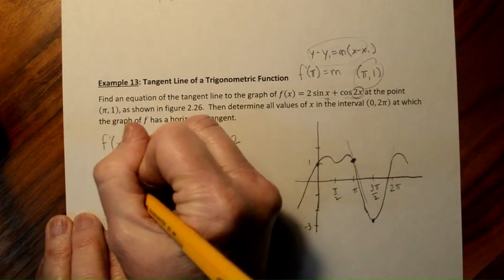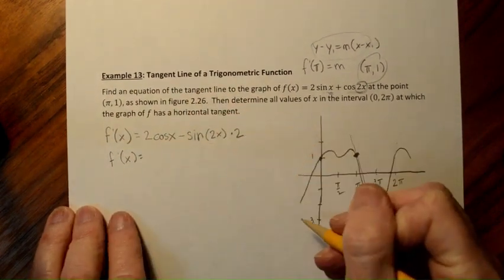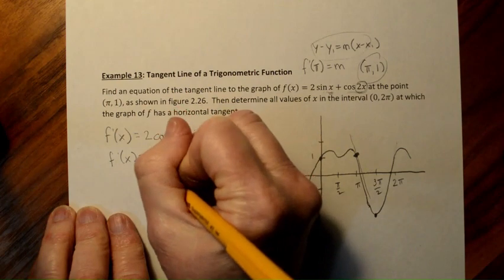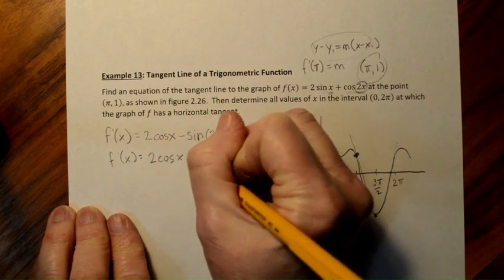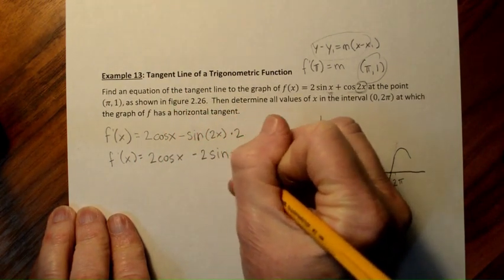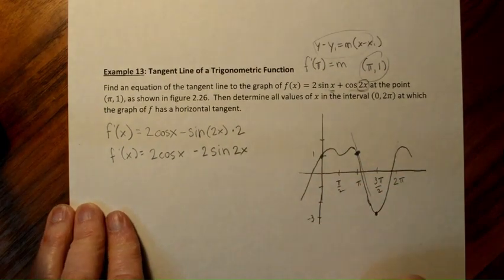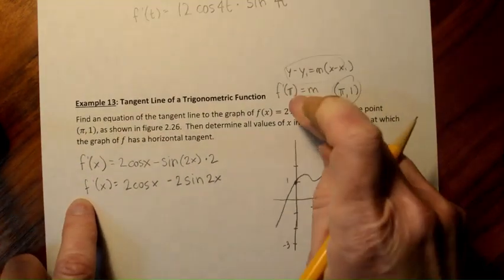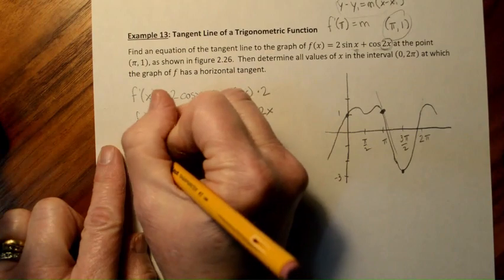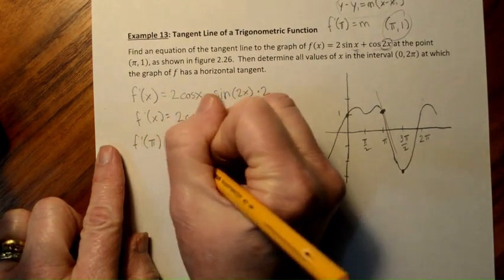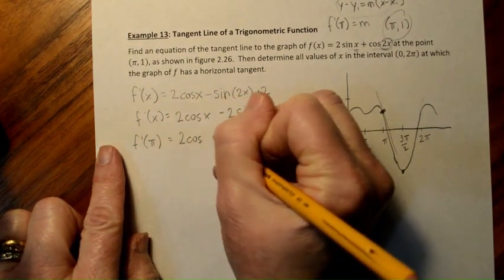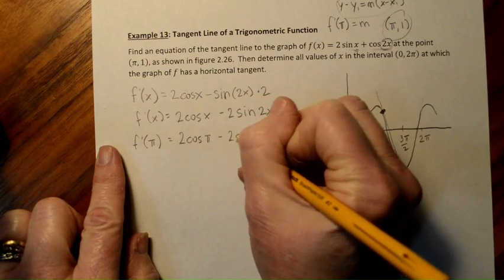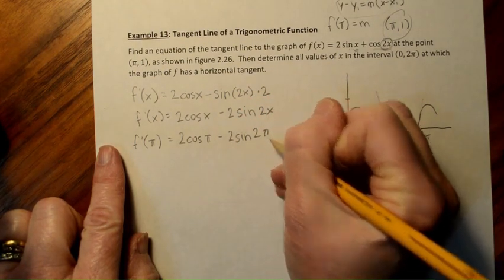All right, so we've got f prime of x. I'll just tidy up a bit here. I'm going to bring that 2 out front, so we get 2 cosine x minus 2 sine 2x. And again, we're asked to find the derivative at pi, so we're going to put pi in here. And we get 2 cosine of pi minus 2 sine 2 pi.